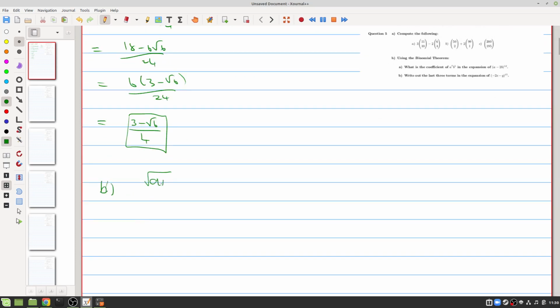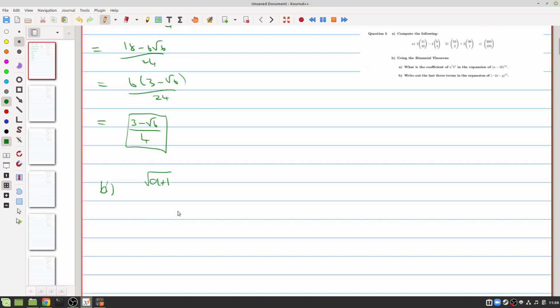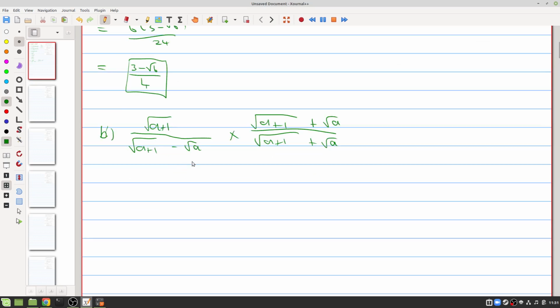Square root of (a plus 1) over (square root of (a plus 1) minus square root of a). So the same thing, we'll multiply by the conjugate of the bottom over itself. So we'll do (square root of (a plus 1) plus square root of a) over (square root of (a plus 1) plus the square root of a). And again we just do the multiplication. So at the top we multiply this by this.